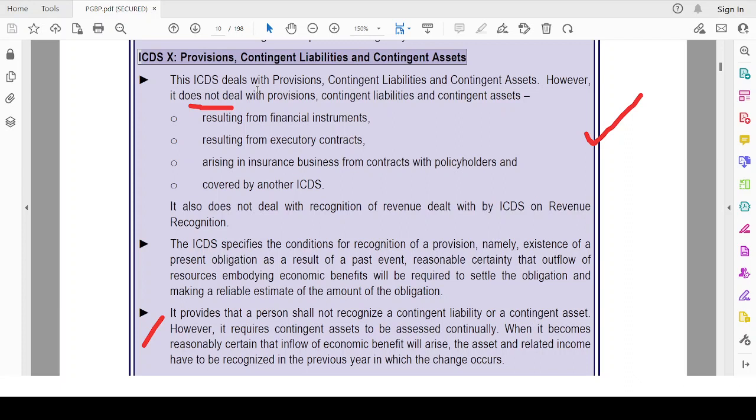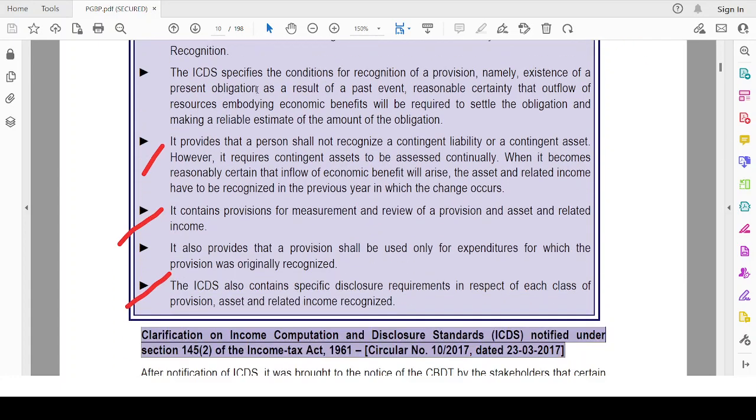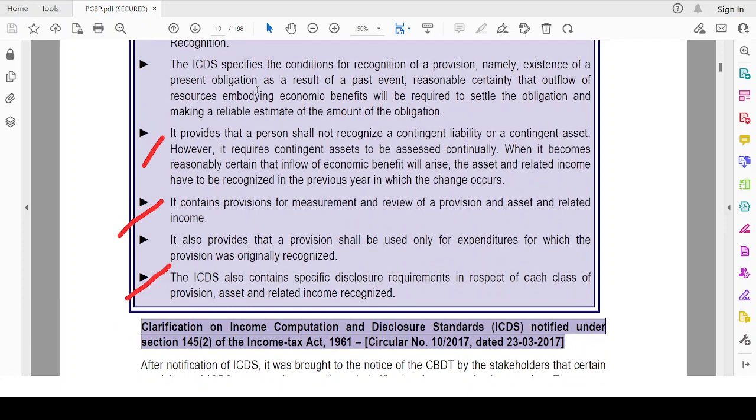Okay. It also does not deal with the recognition of revenue dealt by ICDS on revenue recognition. Clear? You are not supposed to take anything from financial instruments, executory contract, insurance business, and those already covered by any other ICDS. It specifies the conditions for recognition of provision, namely the existence of a present obligation as a result of a past event, where I have a reasonable certainty that an outflow of economic resources embodying economic benefits will result to settle the obligation. And I am going to make a reliable estimate of the same.